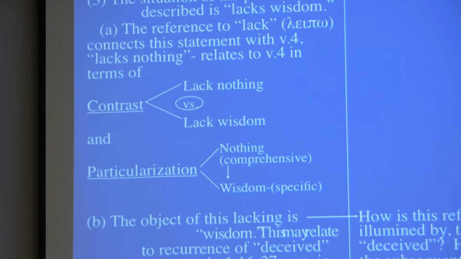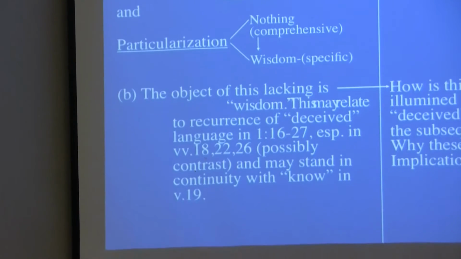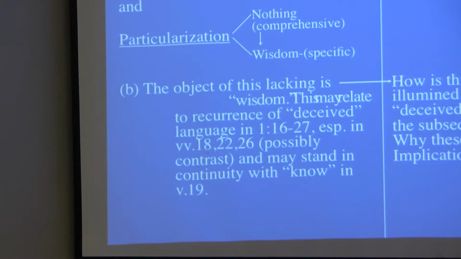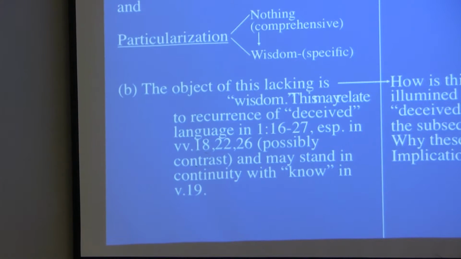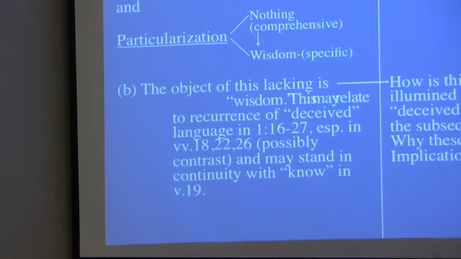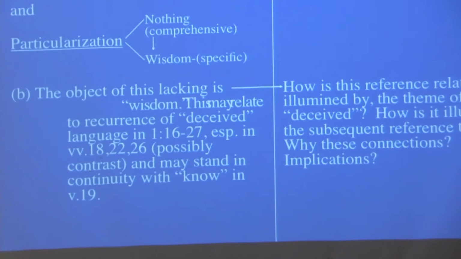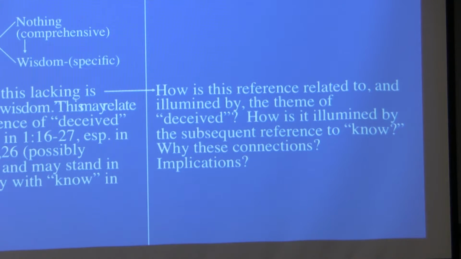Now, the object of this lacking, of course, is wisdom, which may relate to the recurrence of deceived language in verses 16 through 27 that we observed in the segment survey, especially as it appears in verses 18, 22, and 26. We may have a contrast, then, between wisdom and deception. And, of course, it may also stand in contrast to know, verse 19. Know this, my beloved brethren.